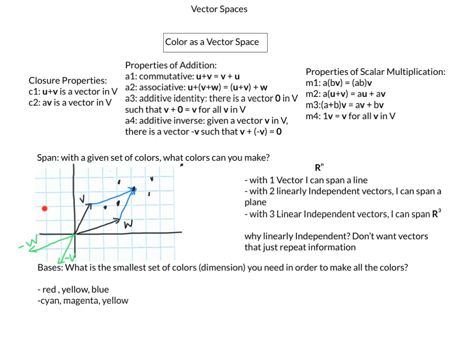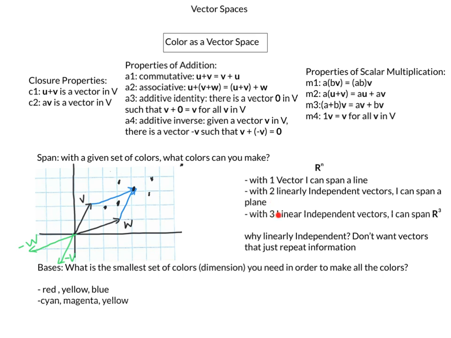So essentially what you end up with at the end is the entire plane. So that's why with two linearly independent vectors, I can span a plane. And with three linearly independent vectors, I can span R3. So why here do I say linearly independent vectors? Well, for the two, it's because you don't want them to be collinear.